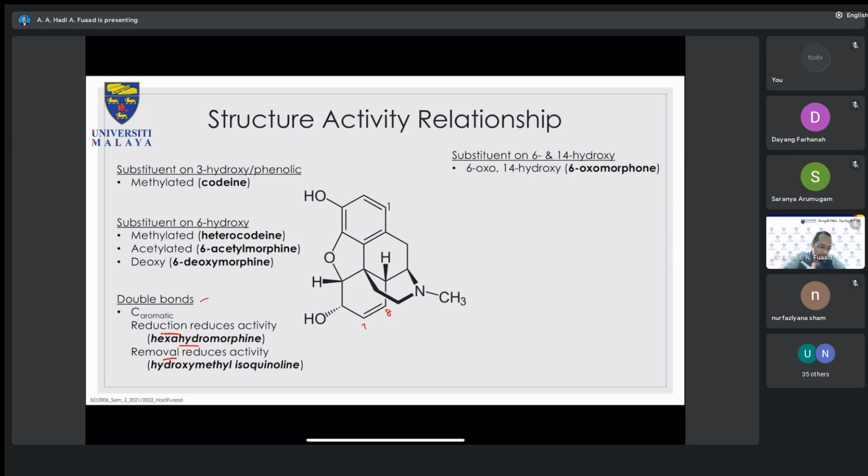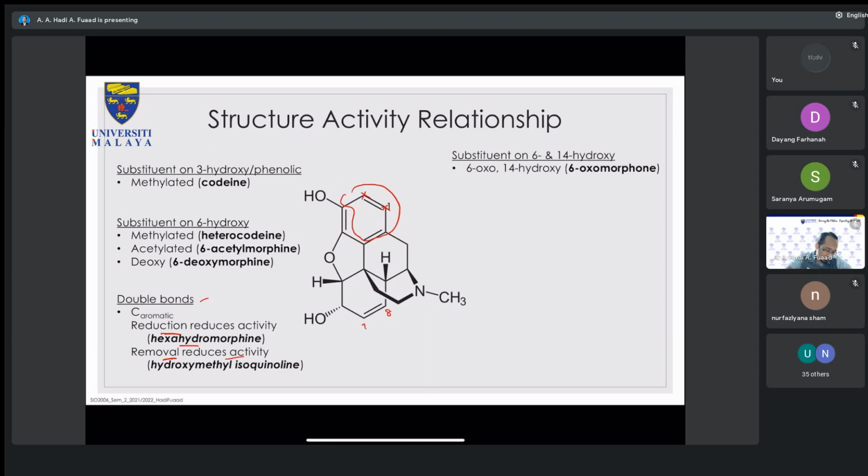But if you remove it altogether, it doesn't mean that you reduce the whole thing. You just remove this part, because you still need these 2 carbons pretty much. You remove the carbons, and then you remove the double bond as well. What will happen? You will also reduce the activity. Okay, so hydroxymethylazoquinoline, that's the name of the structure. It's no longer morphine.